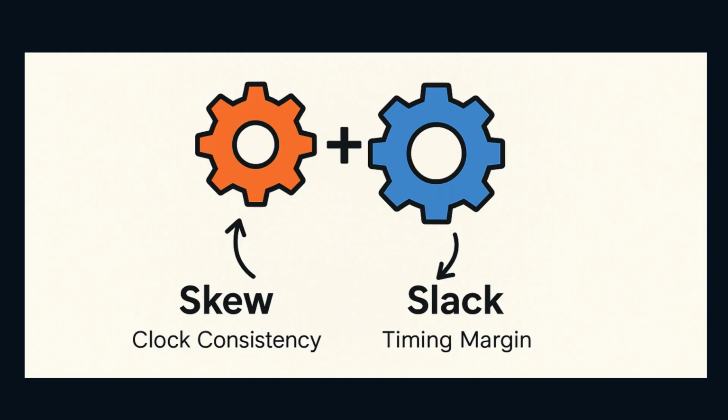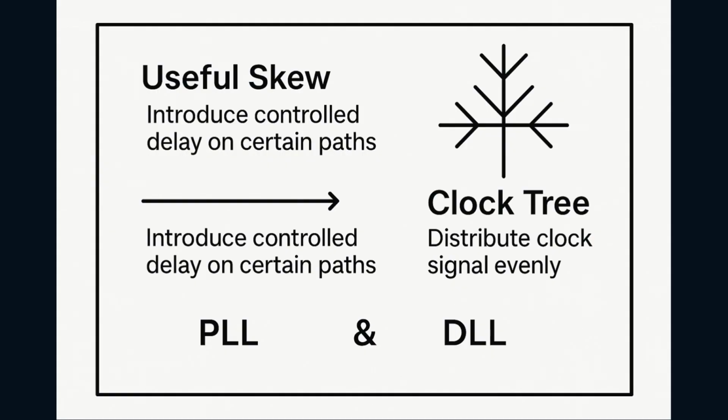So do they have strategies? Like, can they intentionally introduce a bit of skew if it helps overall? Yes, sometimes they do what's called useful skew, where a small controlled amount of skew is deliberately introduced on certain paths to help meet setup timing, while carefully ensuring it doesn't create hold problems. But more commonly, the focus is on minimizing skew, especially global skew across the whole chip.